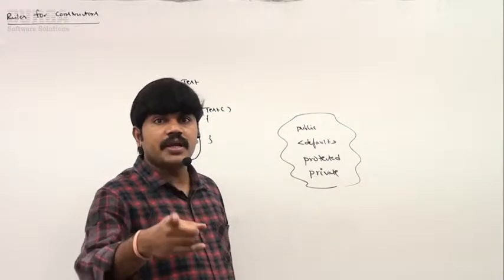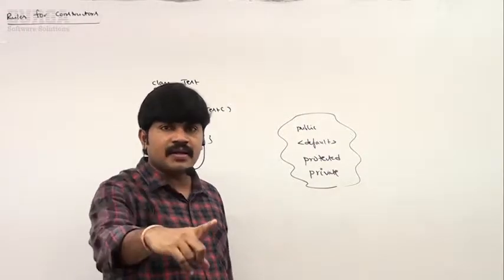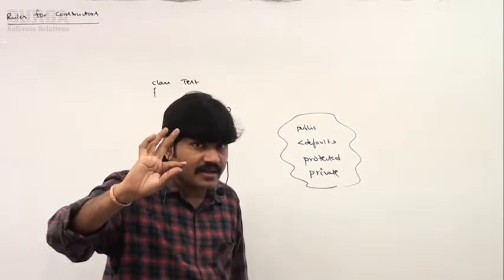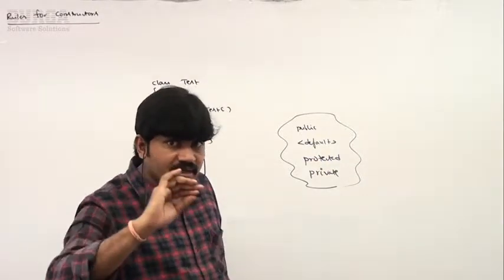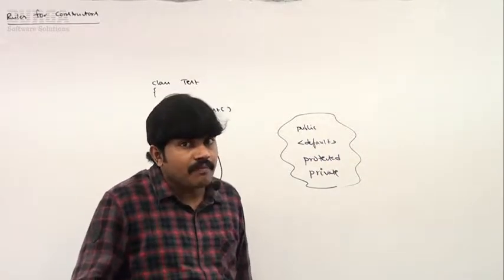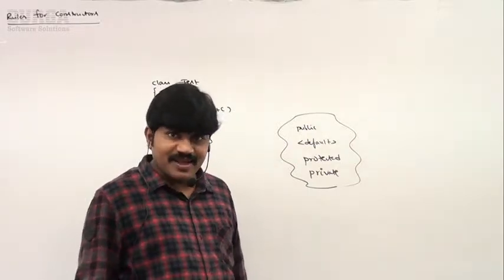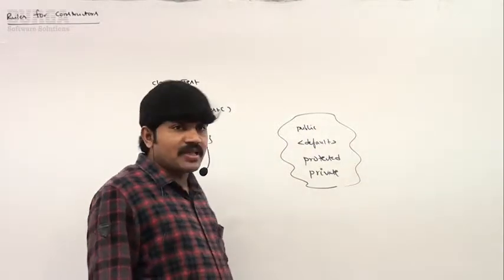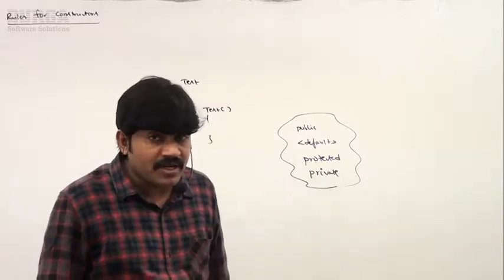By mistake, if you are taking any other modifiers like final, static, strict FP, abstract, native, immediately the compiler will give left and right. Clear for all of it? So, which modifiers are applicable for constructors?